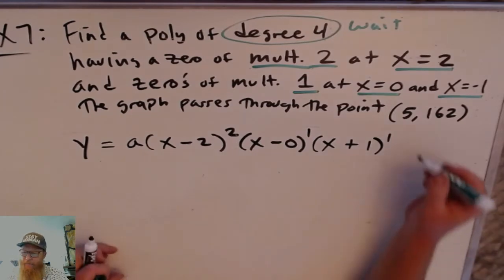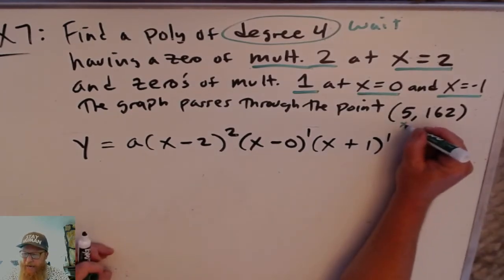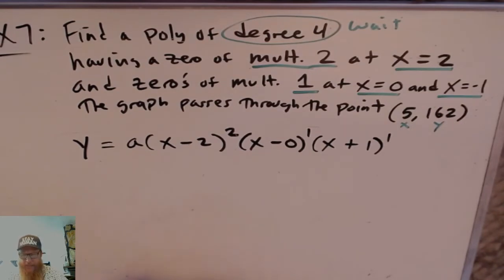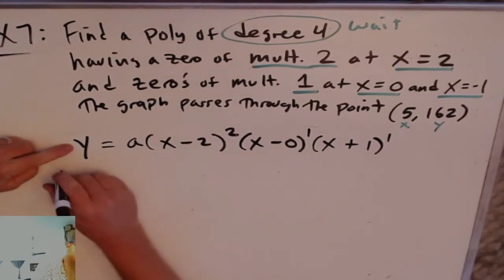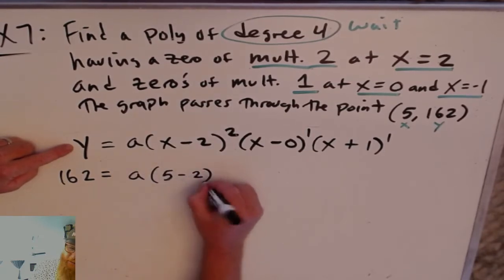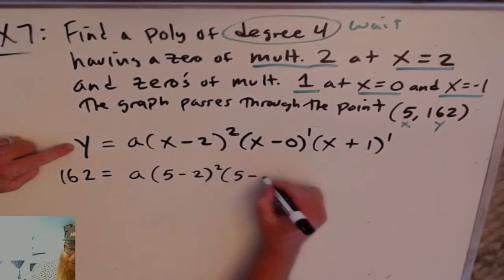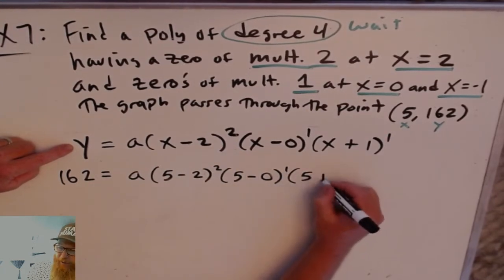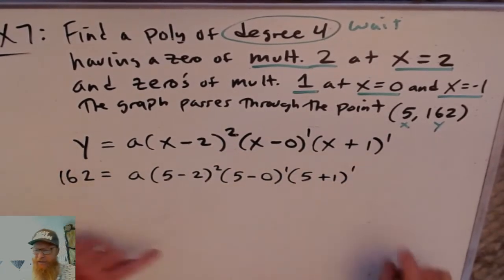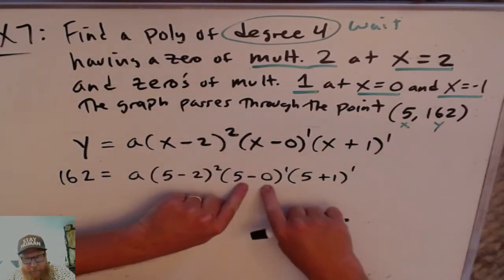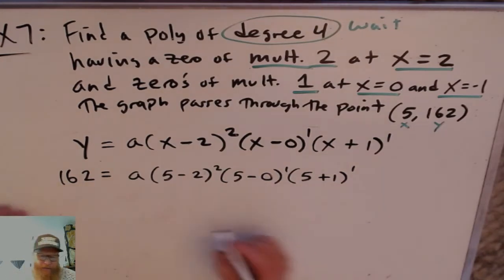And now the point is 5 is x and 162 is y. So put them into here. A couple things that you can get rid of if you like. You can get rid of the powers of 1, and you can get rid of the minus 0. That's about it.